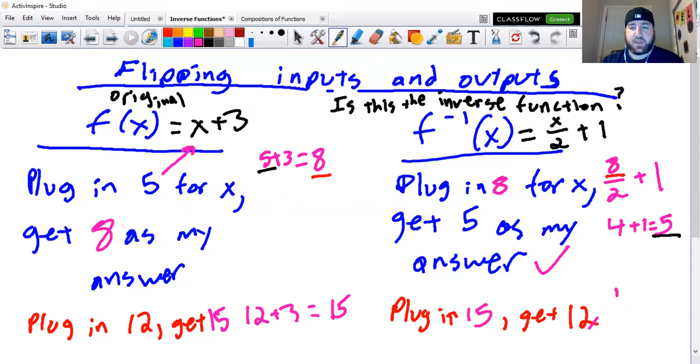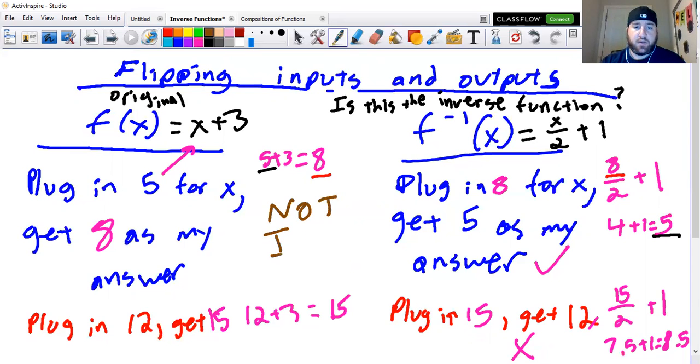Well, let's try that. Got 15 divided by 2 plus 1. 15 divided by 2 is 7.5 plus 1 is 8.5. I know I'm getting small in the corner there. So that one did not work. Okay. So these are not inverses. Okay. These are not inverses of each other.